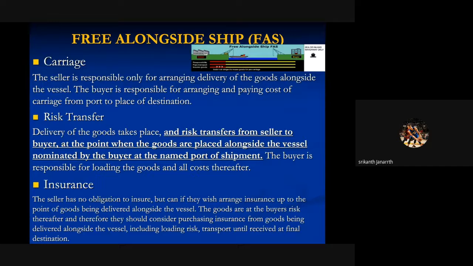You can see only one mark is there on the white color. It is inland and sea. So this term can only be used when you are using a sea, water or inland waterway. Free alongside ship. So you can see the ship coming in. The price is at the ship. So definitely it's followed by a particular port.